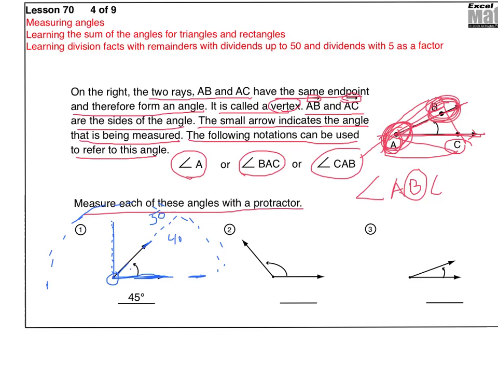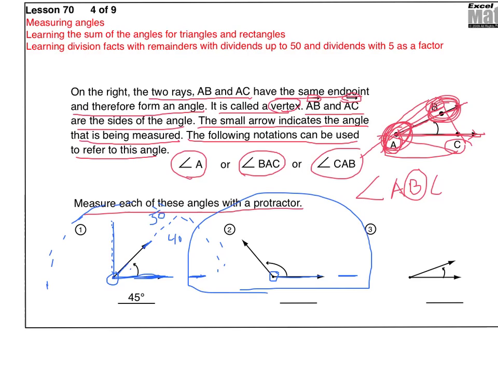Okay, let's try number 2 together. Take your protractor, and you might have to pause the video as you get stuck on this. Take your protractor and put the circle right around that dot, the little hole in your protractor. Then this line here needs to be perfectly lined up with the dash on your protractor. So your protractor should look like this on the page.